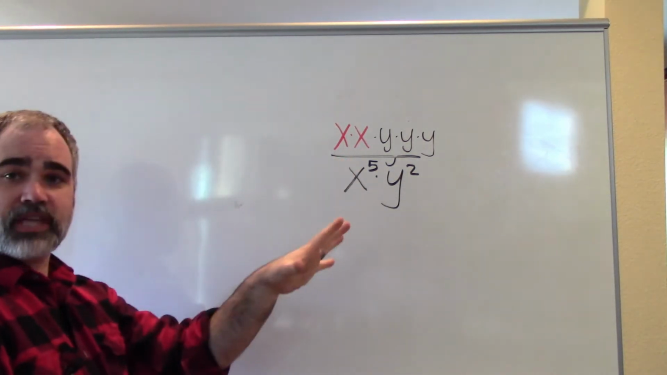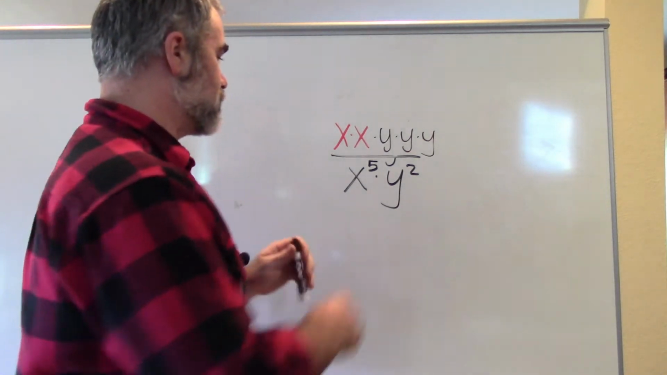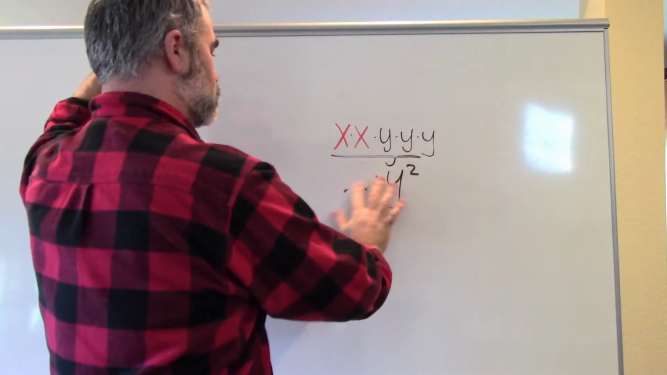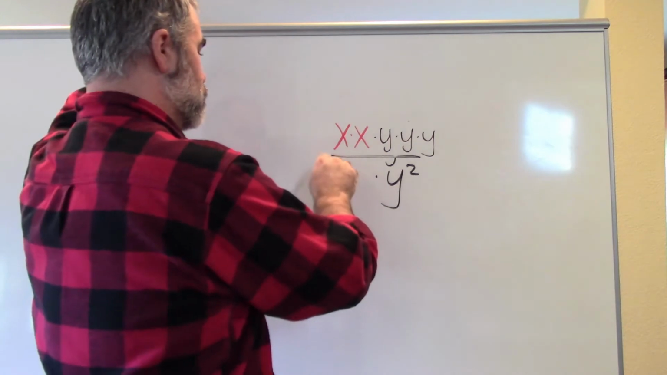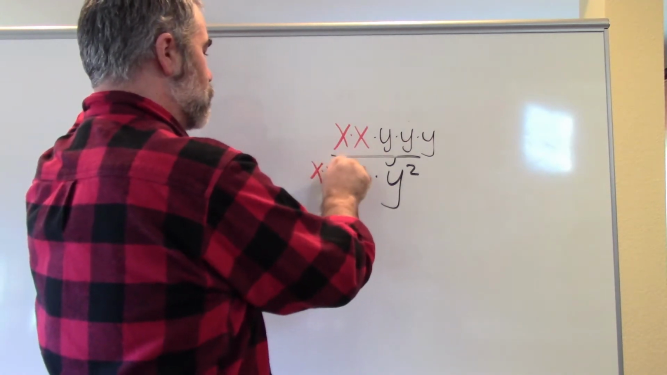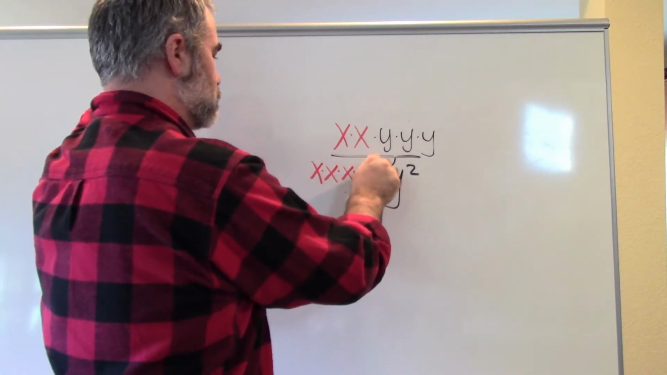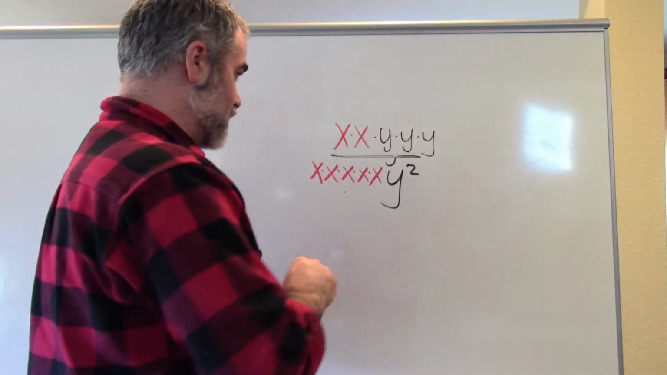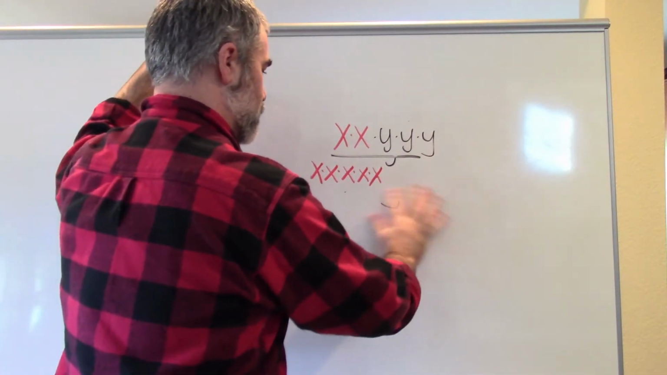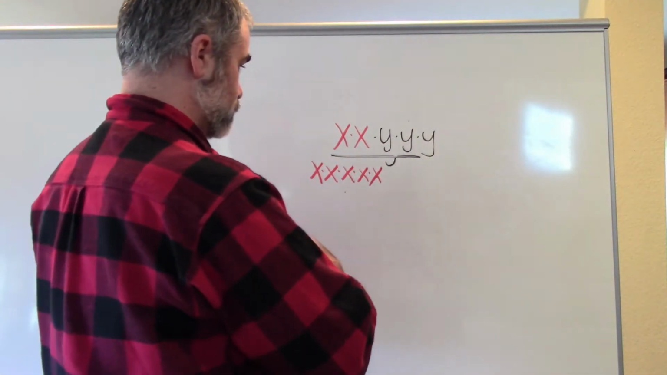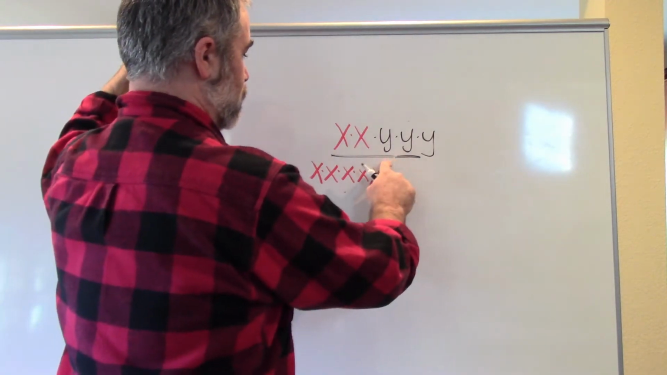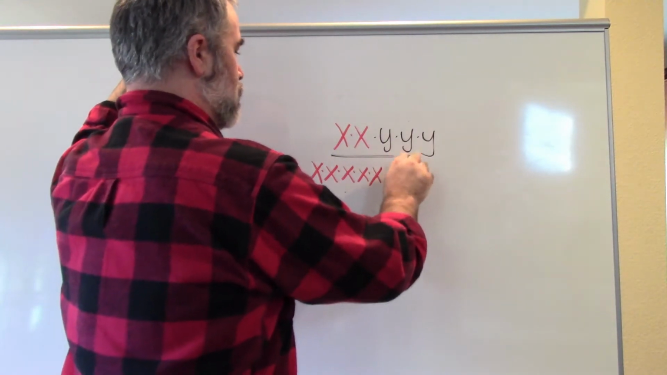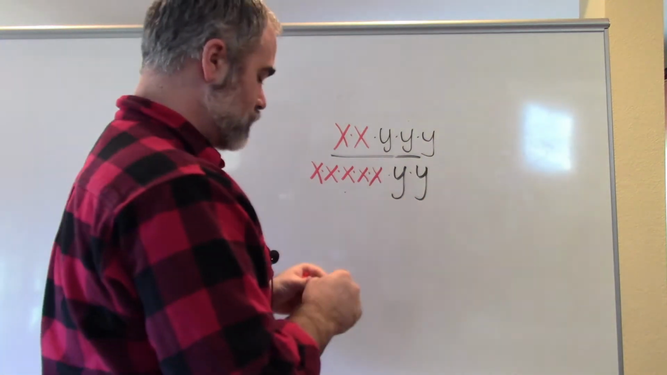Okay, we're going to do the same thing on the bottom here. I'm going to change x to the 5th to 5 x's multiplied together, and y to the 2nd power is just 2 y's multiplied together. So there's what I've got.